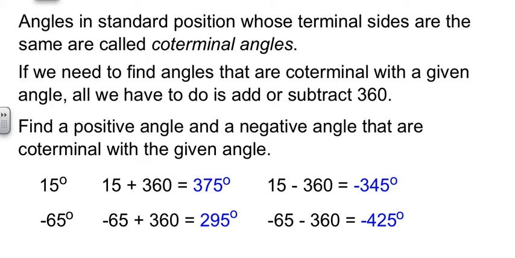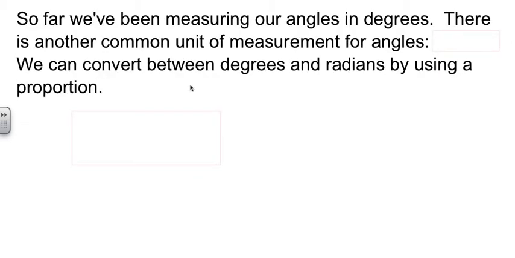Finding coterminals really is not that tricky. Once you get the hang of it, it's just adding and subtracting by 360. Now we've been working in degree mode, we've been talking about degrees all the time. There's another common measurement that they use that's related to circles primarily, and this is called radians.